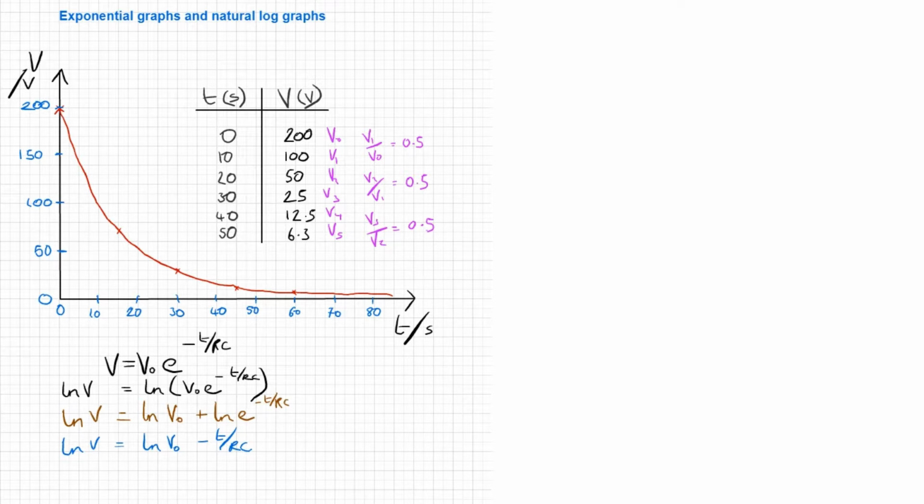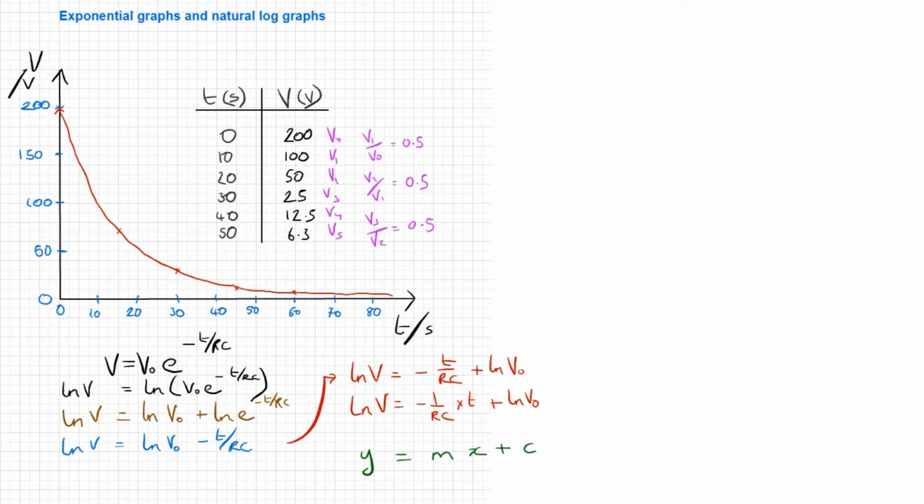Well, if this is true, then this is also true. But this second equation can be written in a form which is the same as a straight line graph. I'm going to rewrite it slightly differently: the natural log of V is equal to minus t over RC plus the natural log of V0. And then I'll rewrite it one more time to make it really clear: the natural log of V is minus 1 over RC multiplied by t, so I'm separating that out, plus the natural log of V0. And then I'm going to see how it relates to the equation of a straight line graph, y equals mx plus c.